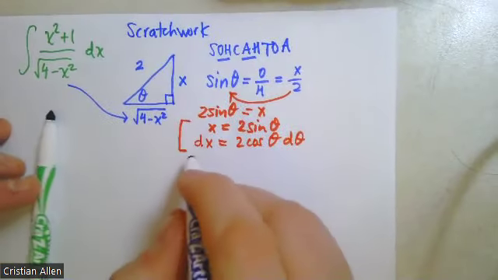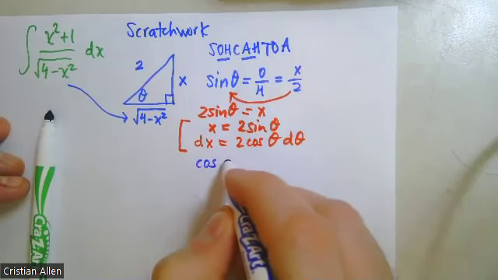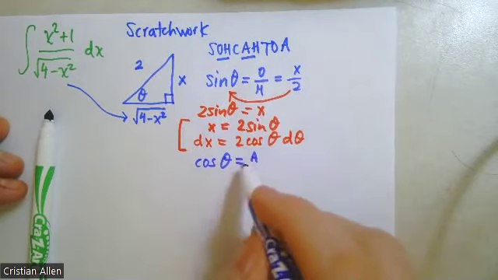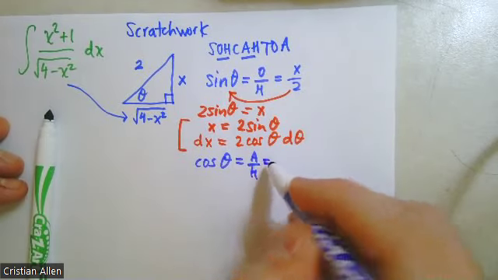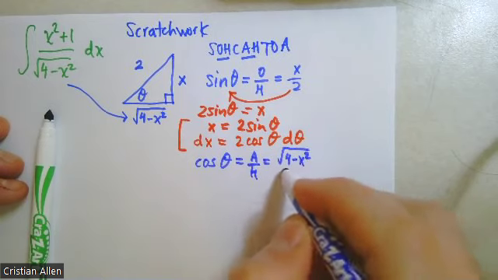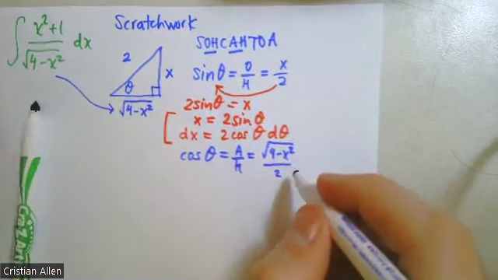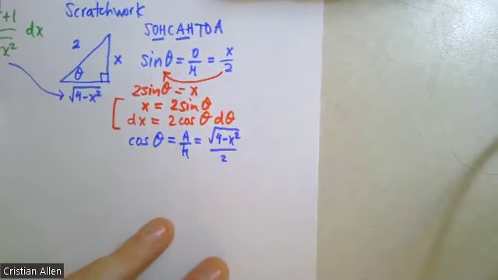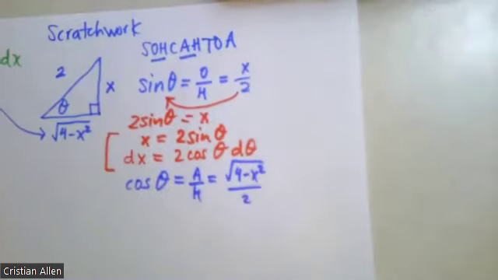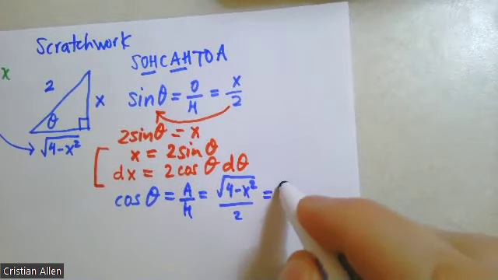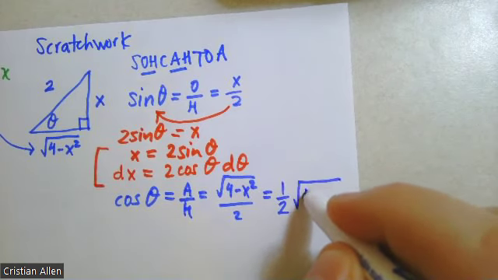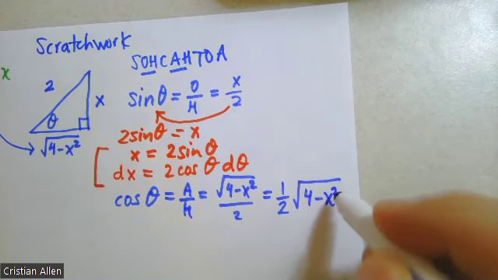Now, we don't want to stop there. We want to do the cosine of theta, which is the adjacent over the hypotenuse. So the adjacent is this square root part. The hypotenuse is 2. When we're dividing by just a number like that, oftentimes it's best to express that as a 1/2 times the square root.